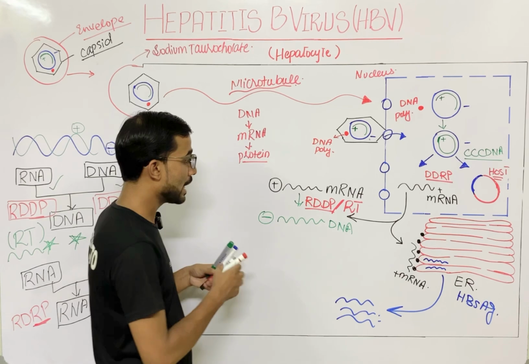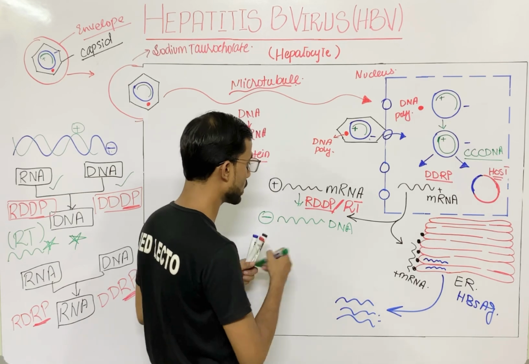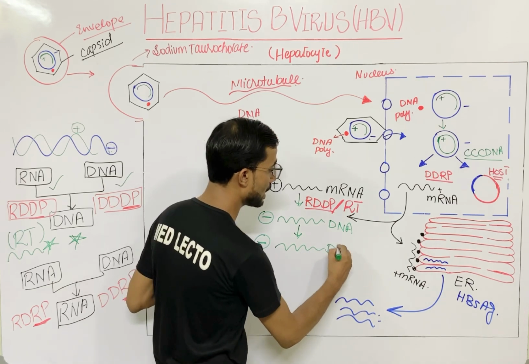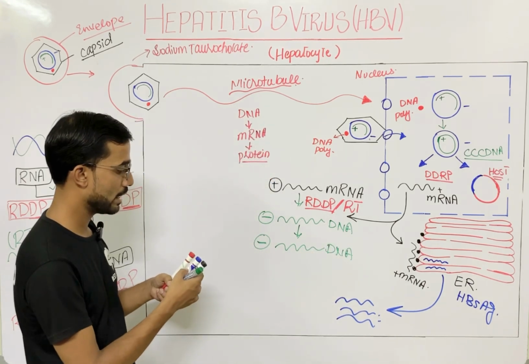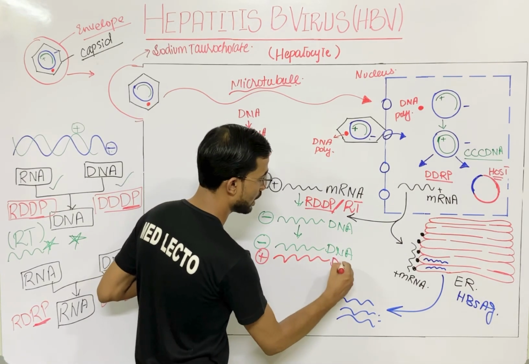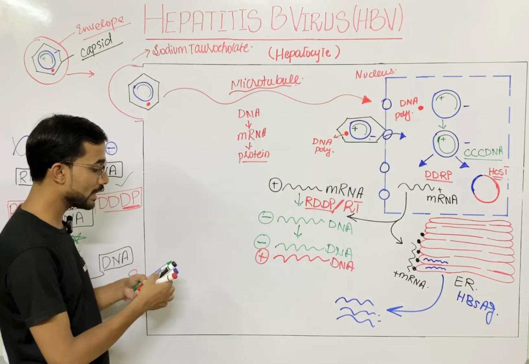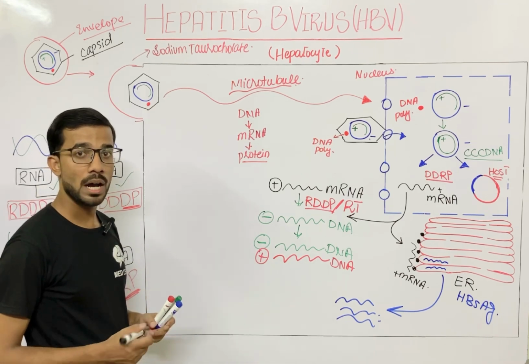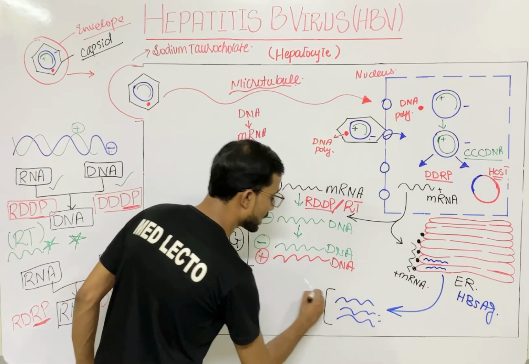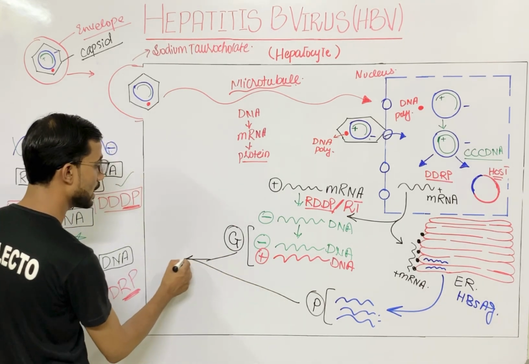Again, this negative strand of the DNA will act as a template, and it will result in the formation of the positive polarity DNA. Here are basically the two strands of the DNA, but that DNA will be incomplete. Now both important components of the virus, the genomic material and the proteins used in the capsid, move towards the cell membrane.